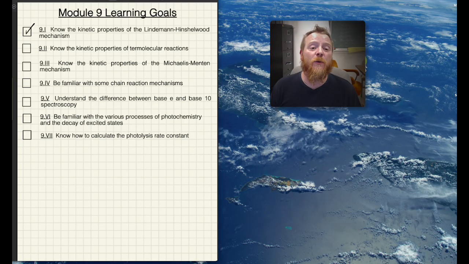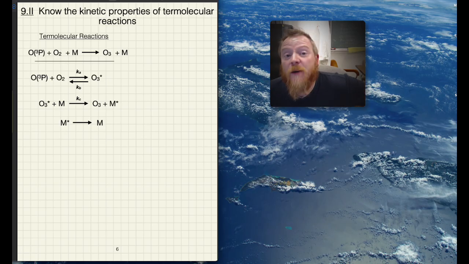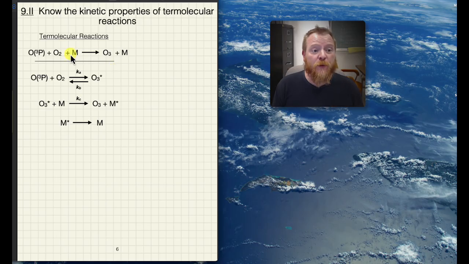Okay, people, continuing along. So we're going to take a Lindemann-Hinshelwood type mechanism and apply it to a realistic example involving three bodies. So we call that a termolecular reaction. And it's going to have the same approach as our Lindemann-Hinshelwood mechanism. So here is our realistic reaction. So this is the overall reaction observed here.